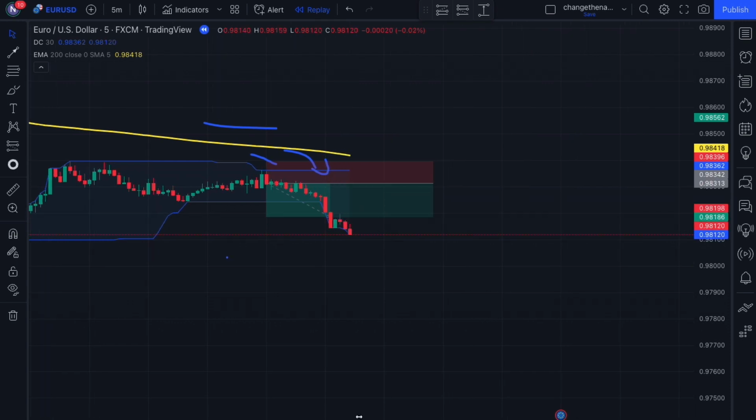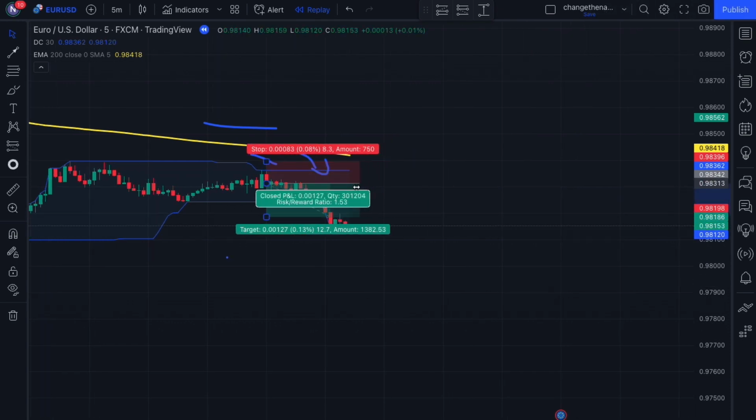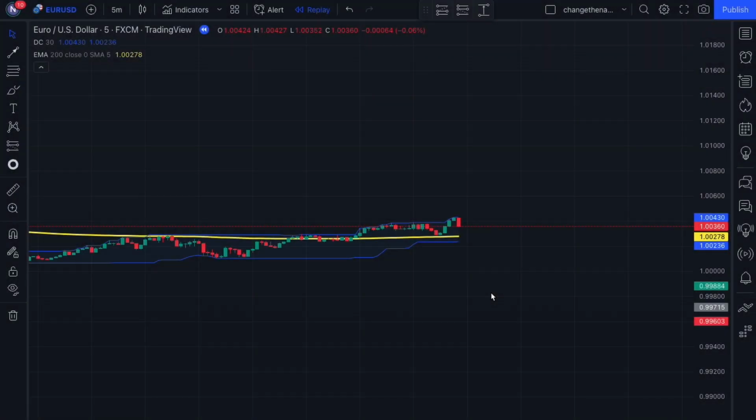And just like that, the price action has hit the take profit, so this trade was successful. Again, just quickly, here is an example of a short trade that looks good but is not quite right.